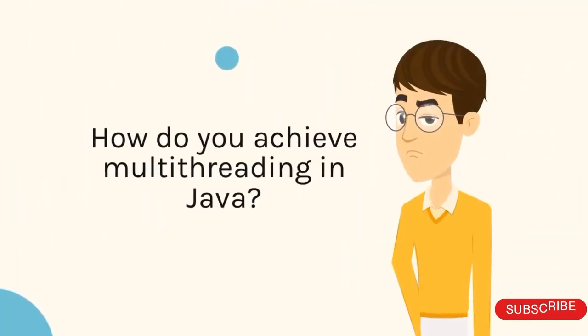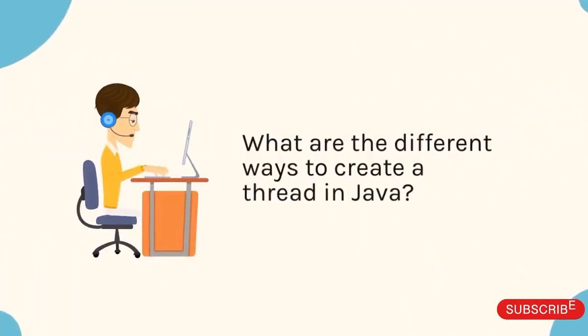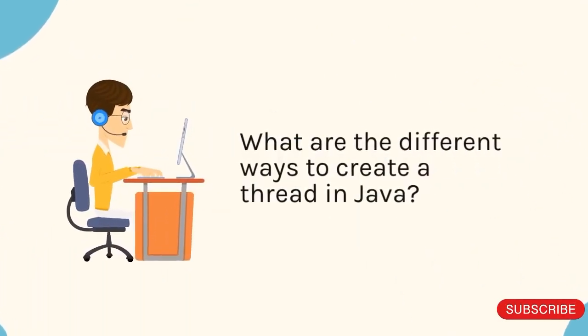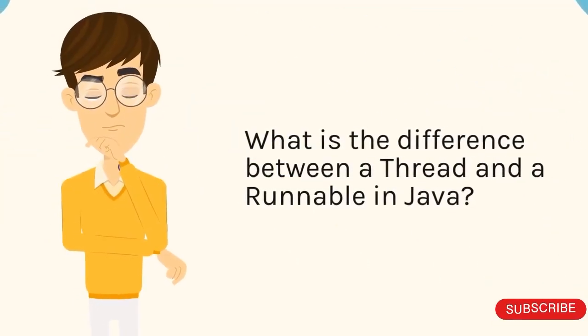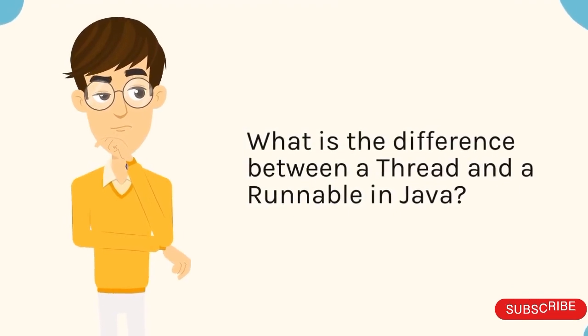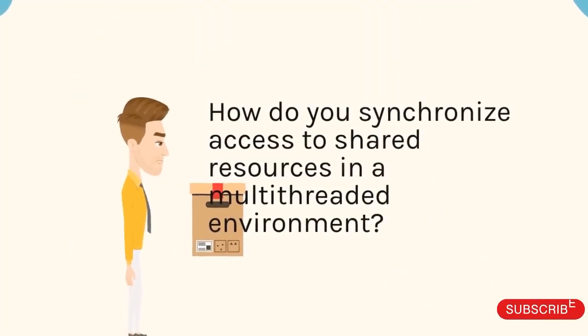How do you achieve multi-threading in Java? What are the different ways to create a thread in Java? What is the difference between a thread and a runnable in Java? How do you synchronize access to shared resources in a multi-threaded environment?